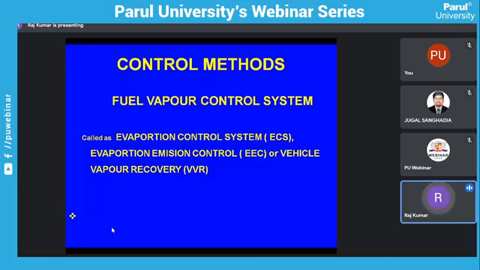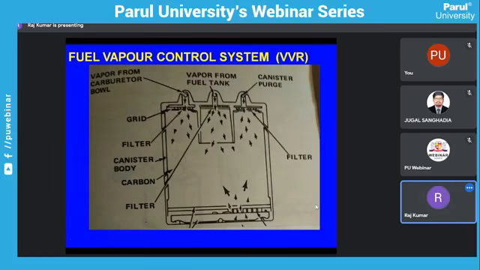So in most of the vehicles, these charcoal canisters are fitted, which will collect vapors from the fuel tank or from the carburetor. There are pipelines. Here the condensation will take place and the filter is installed. This is connected to the intake manifold, and when the engine is started, as per the vacuum, the fumes again go to the induction manifold.